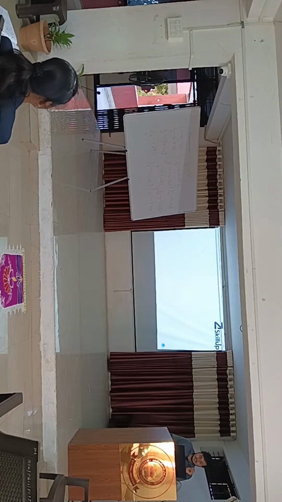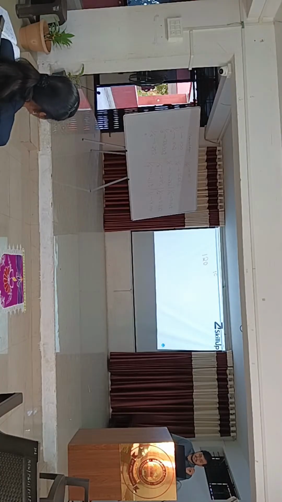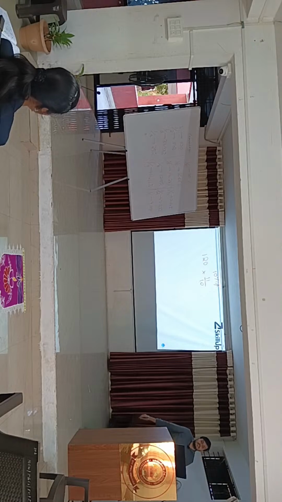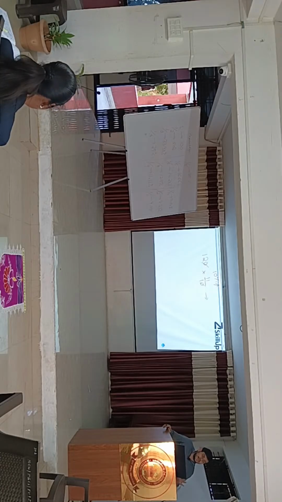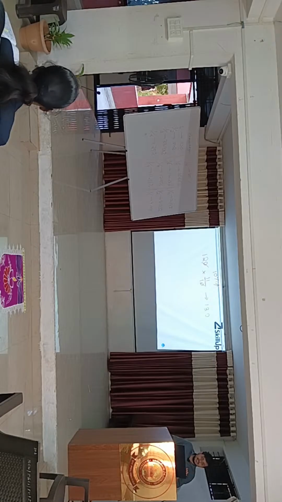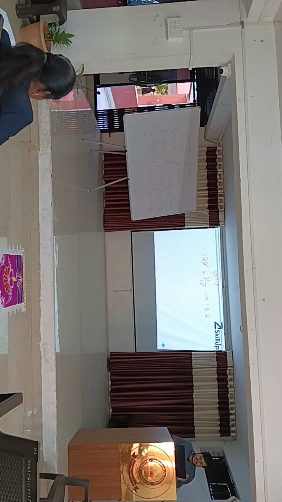Now 120 rupees, a 10% increase, means 1 by 10, so the multiplier is 11 by 10. Multiply 120 into 11 by 10. The 0 and 0 get cancelled. How much? 132. So you can see it this way also.